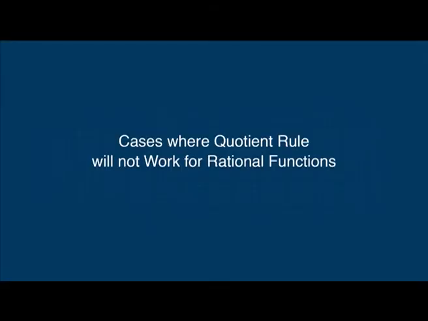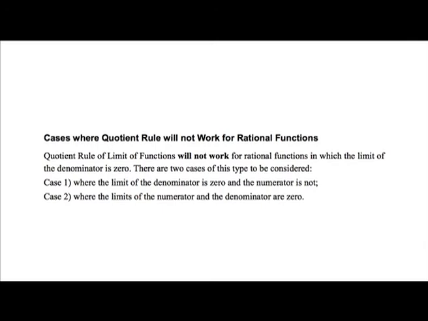We now discuss the cases where the quotient rule will not work for rational functions. The quotient rule of limit of functions will not work for rational functions in which the limit of the denominator is 0. There are two cases of this type to be considered. Case 1, where the limit of the denominator is 0 and the numerator is not. Case 2, where the limits of the numerator and the denominator are both 0.